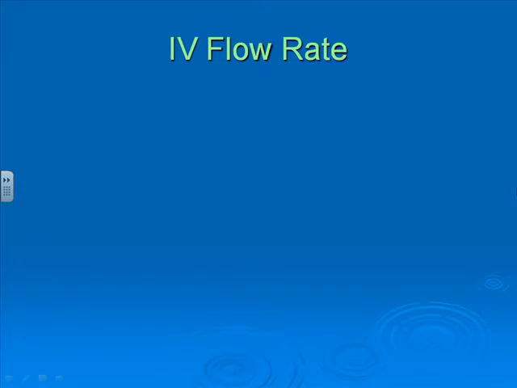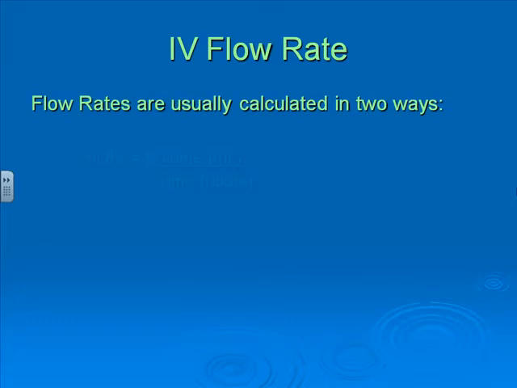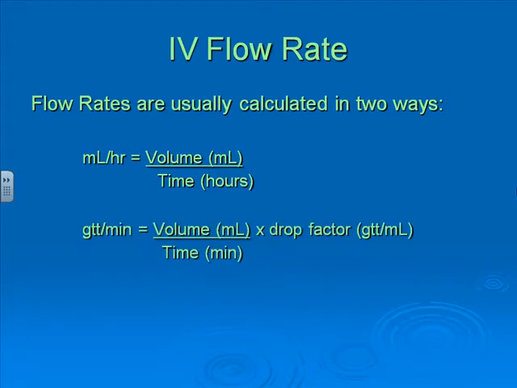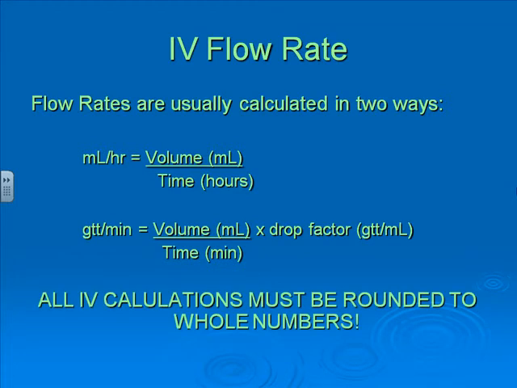Now let's talk about IV flow rates. Flow rates can be calculated in 2 ways. Milliliters per hour, when we take the volume in milliliters and divide by the time in hours, or drops per minute, where we take the volume in milliliters, divide by the time in minutes, and then multiply by a drop factor. In either case, all IV calculations have to be rounded to a whole number.